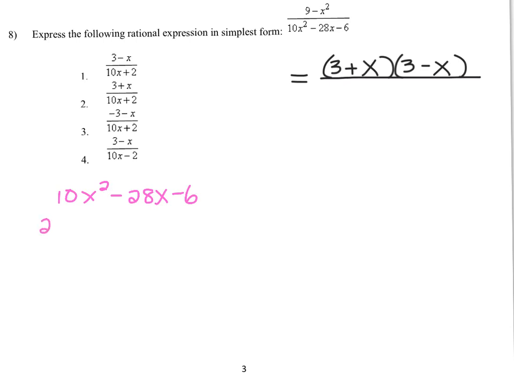So I'm going to start off by pulling out a 2, which leaves me with 5x squared minus 14x minus 3. All we did was divide each of these terms by 2 and put the 2 on the outside. Now, since I have a number other than 1 in front of the first term of my trinomial, I know I'm going to have to do the rainbow.